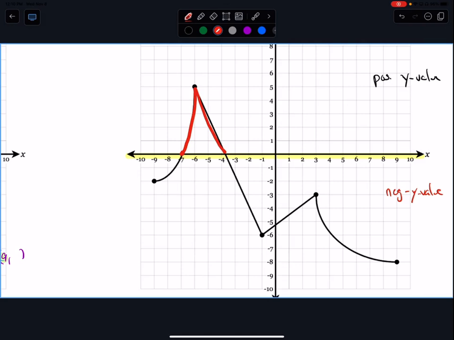Do I have any more positive y values? No. The rest of this is what? Well, this piece down here is going to have a negative y value. This piece down here is all negative, and negative, and all negative.